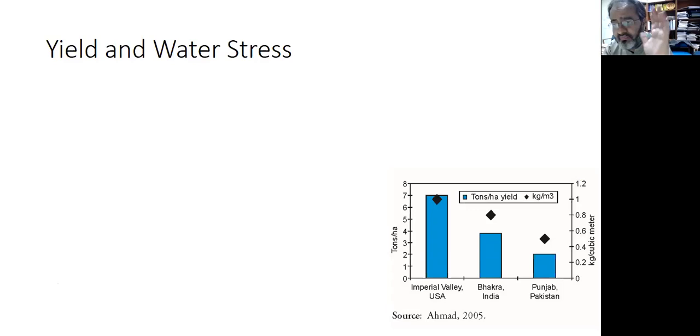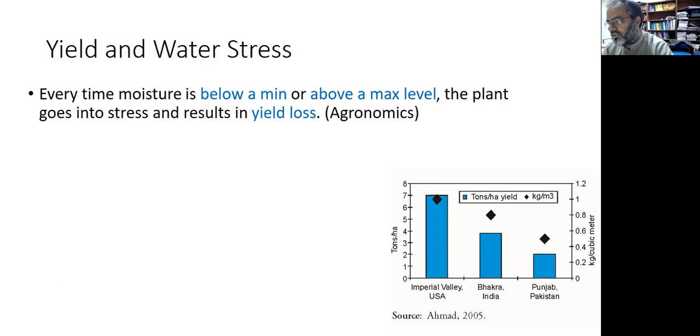All right, now yehi jo humne thodi der pehle baat ki thi ke farming ke andar end product jo hai wo kya hai, wo yield hai. How much of that fruit is being produced? So every time the moisture is below or above, the plant goes into stress and results in a yield loss. और ये एक area of science कह लें, agronomics है, जहाँ पर ये चीज study की जाती है. For a particular plant, you will know कि ये कैसे होगा. Now what we'll do next is we will try to think कि यार हम कोई एक छोटा सा mental model बना सकते हैं इसको समझने के लिए.